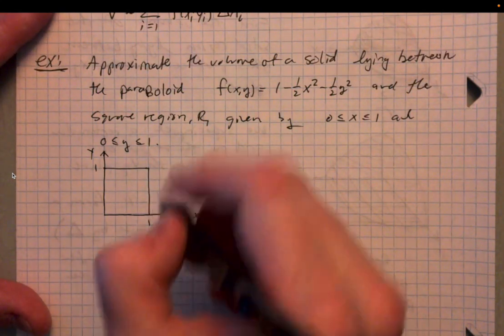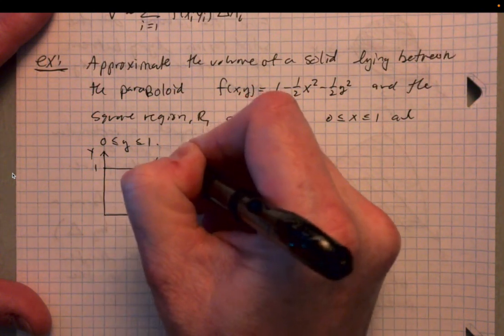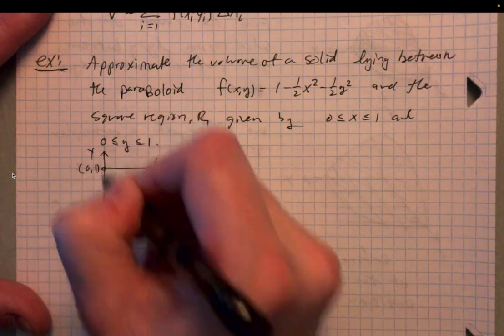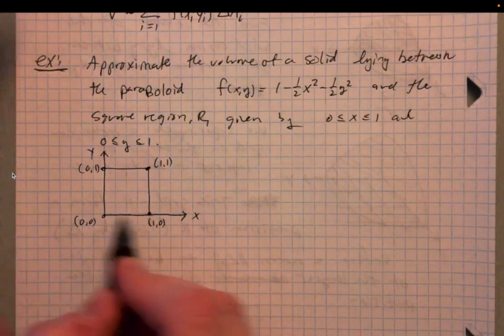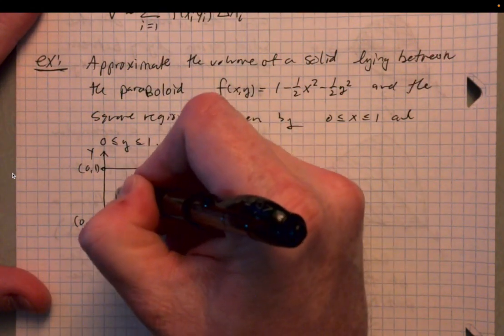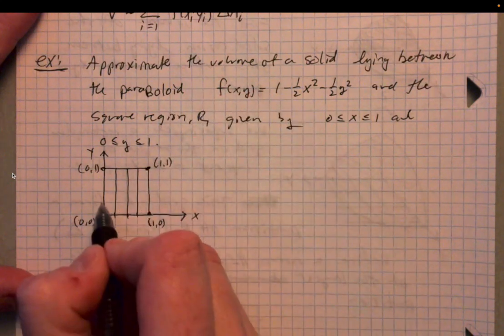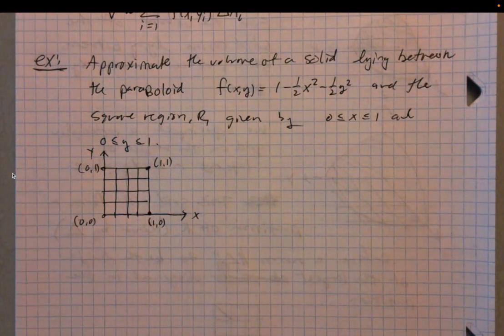Okay, and so this over here, we'll label the points. This would be 1, 0. Up here, this would be 1, 1. This over here would be 0, 1. And then, of course, you've got the origin here. All right, and so if this is 1 unit, then each of these is a 1/4, right? And so our partition would look like this. It would be just this square region broken up into 16 different squares.